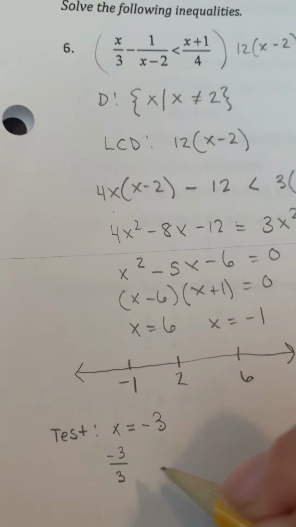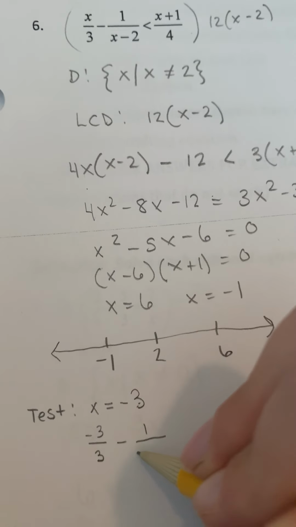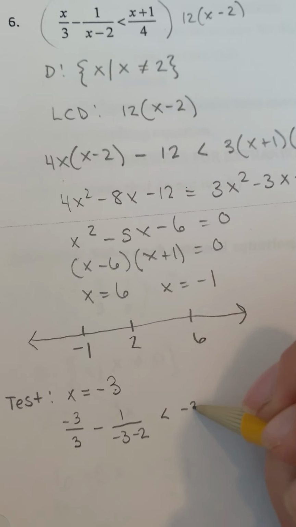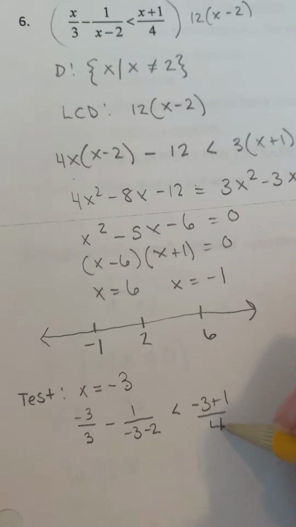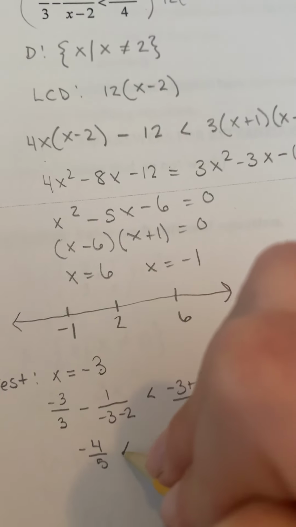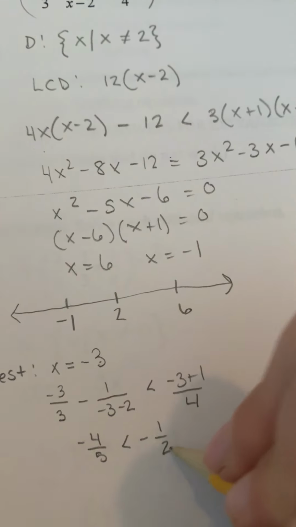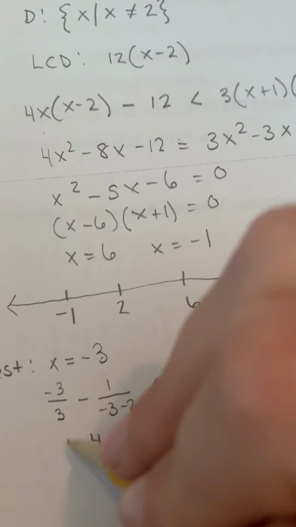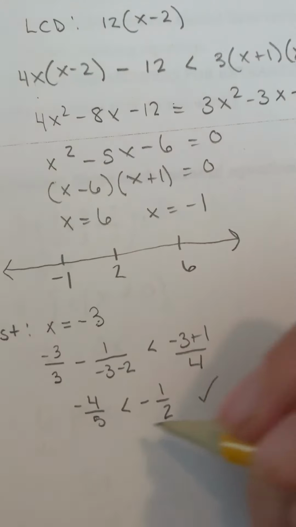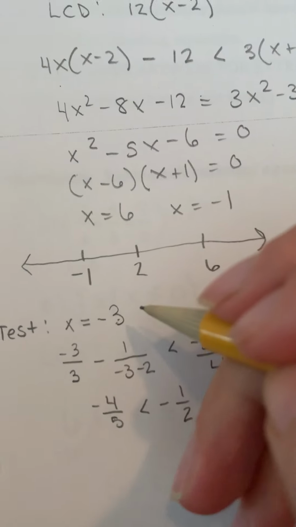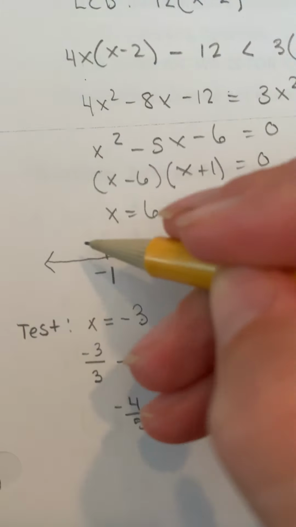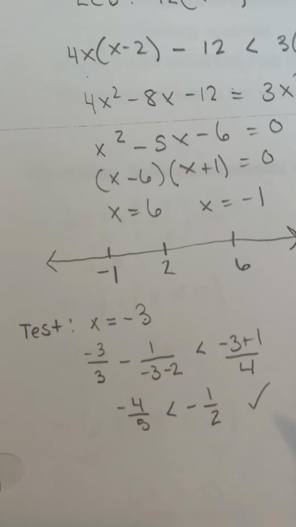Negative 3 over 3 minus 1 over negative 3 minus 2. And I want to know, is that less than negative 3 plus 1 over 4? And what you get is negative 4/5 is less than negative 1/2. And that is true because this is really close to negative 1 and this is negative 1/2. So the more negative we are, the smaller we are. So that is true. So what that's telling us is that one of my solutions is going to be that anything less than negative 1 will work.